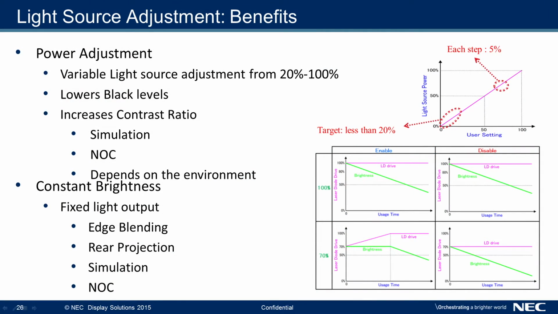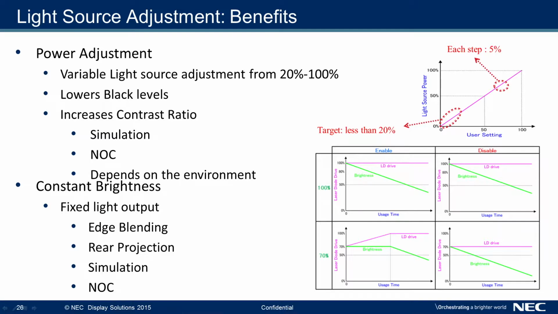Light source benefits, power adjustments. Show me a lamp-based system on the market today that can adjust the brightness from 20% to 100%. And in some cases, we can go down to 10%. Lower black levels. Why is that? Because less light coming out of the system, there's less light scatter. So black levels change, so you get better black levels and it increases your contrast ratio.